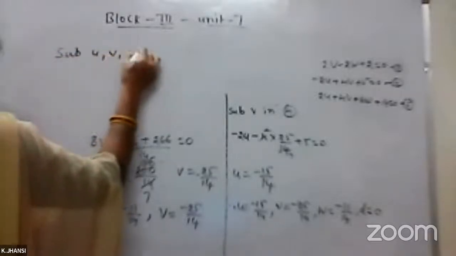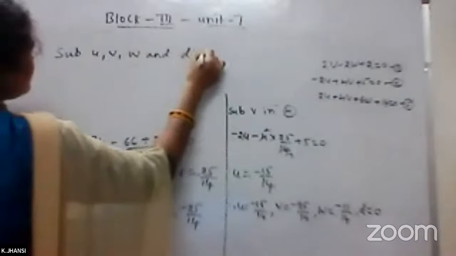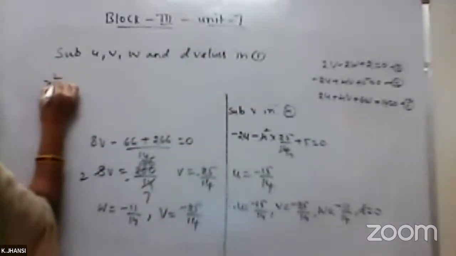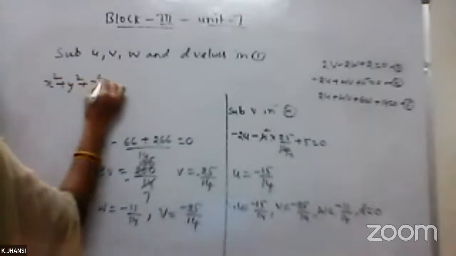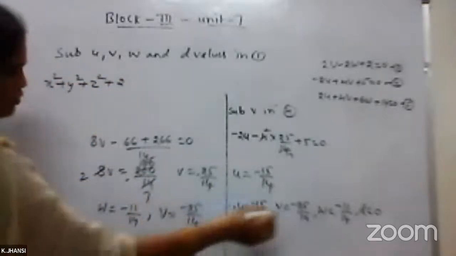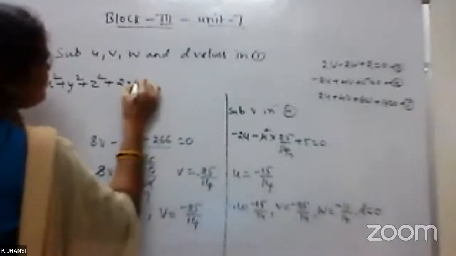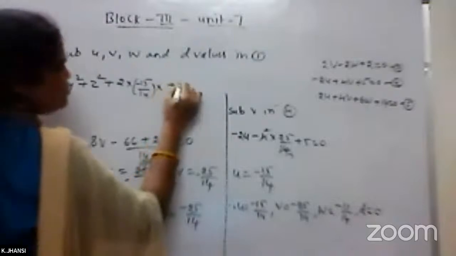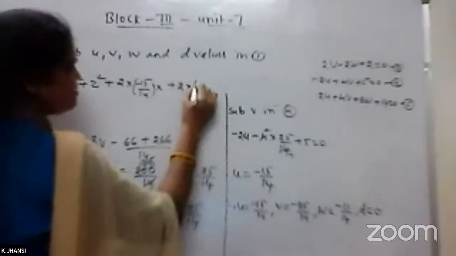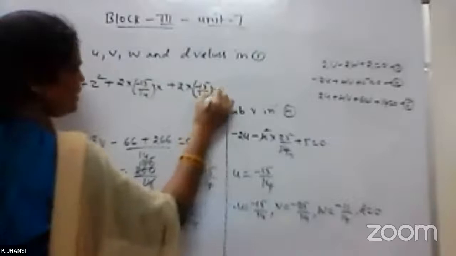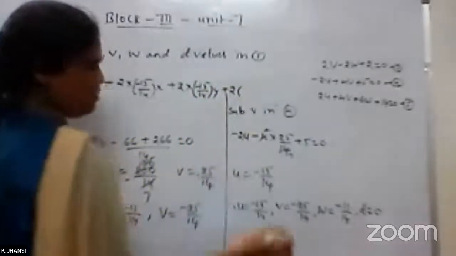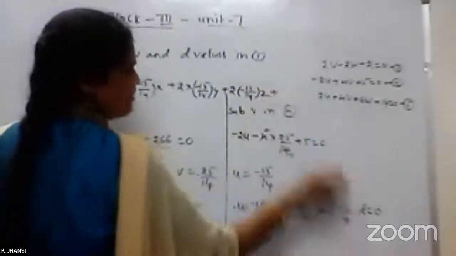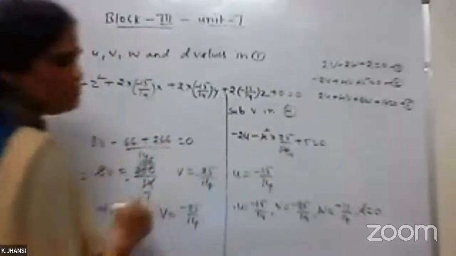Substitute the u, v, w and d values in the equation. You will get x square plus y square plus z square plus 2u x, what is the u? Minus 15 by 14 x plus 2v y, our v is minus 15 by 14, plus 2w z, w is minus 11 by 14, and our d value is 0, equals 0.